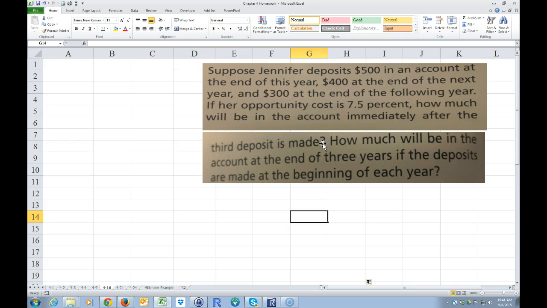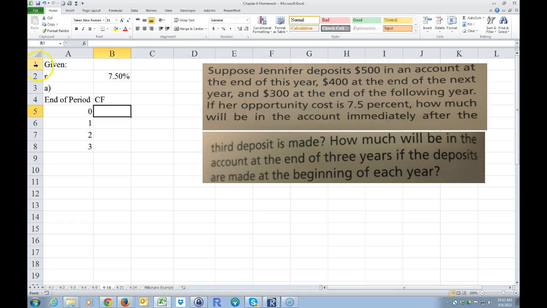So that's sometime in the future. How much will be in the account at the end of 3 years if the deposits are made at the beginning of each year? So we're given R is 7.5%, and I'm going to separate this out into cash flows because it's a little bit easier. So I'm going to say a period and the cash flow received, and it goes 0, 1, 2, 3.